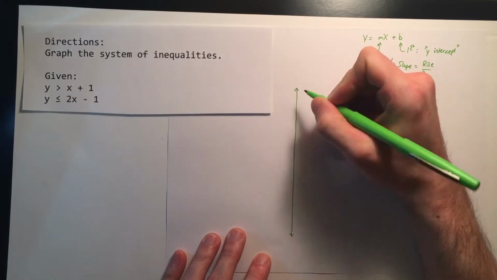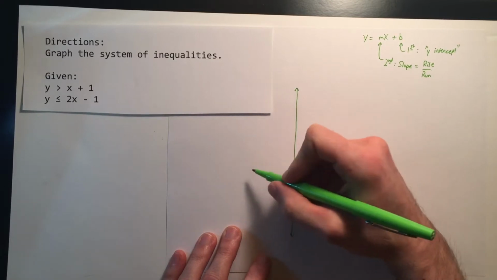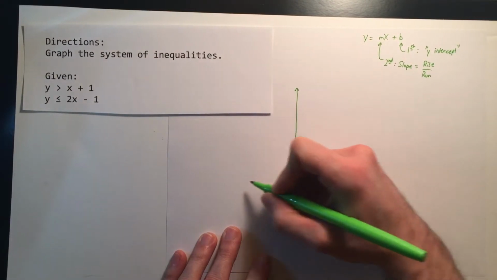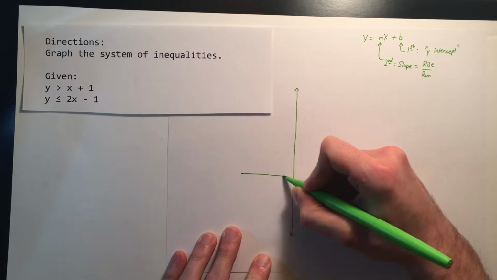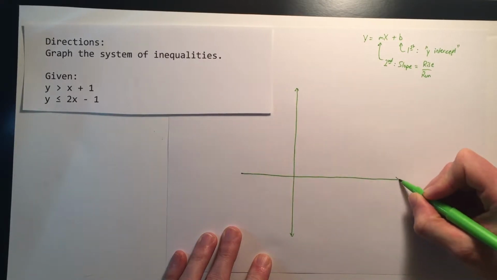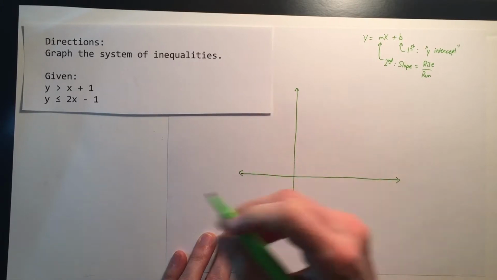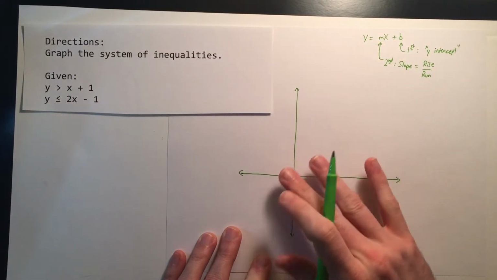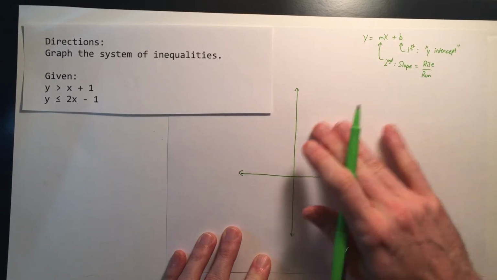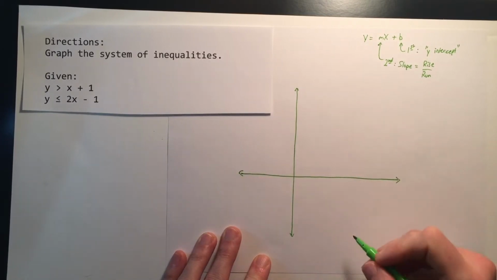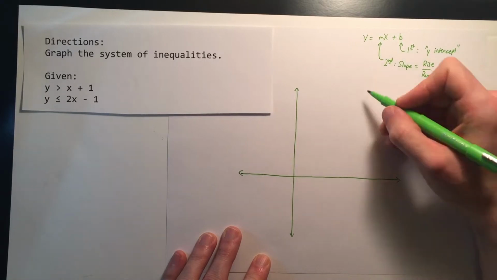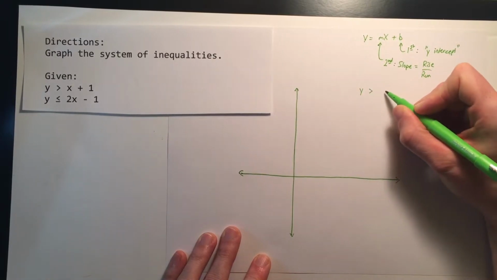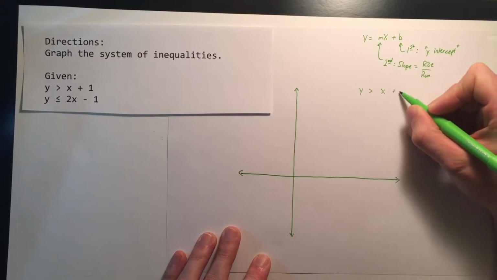You can sort of tell where you want the graph to be by doing a little bit of the problem in your head. I see a positive number here and positive slopes. This graph is going to end up being a little bit more up here than it is down here, but we'll see why in just a minute. Okay, so let's take our first one. So we've got y is greater than x plus 1.